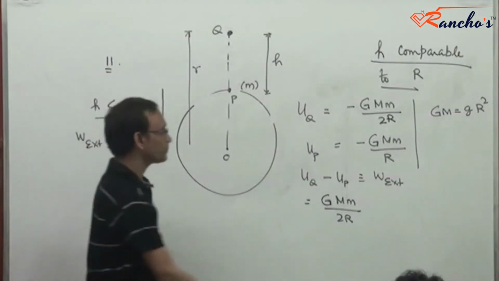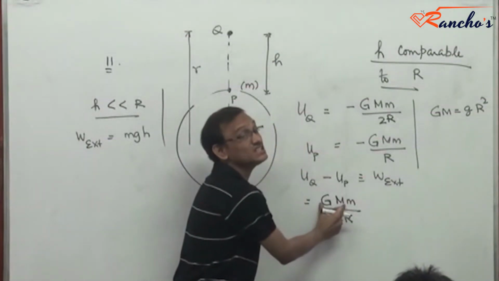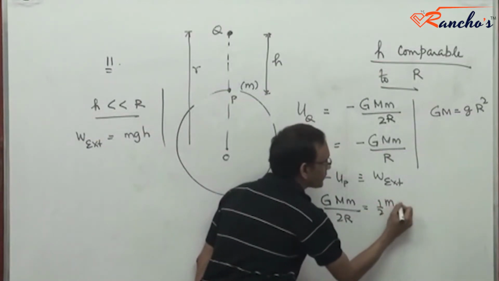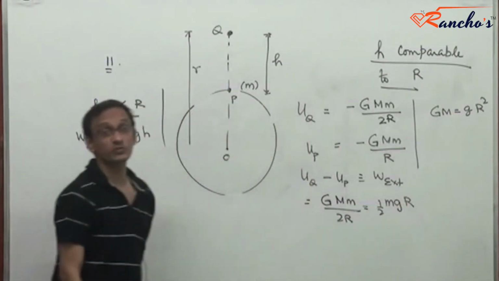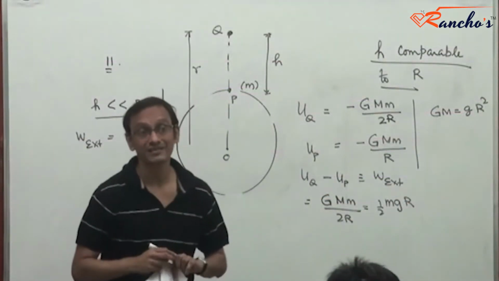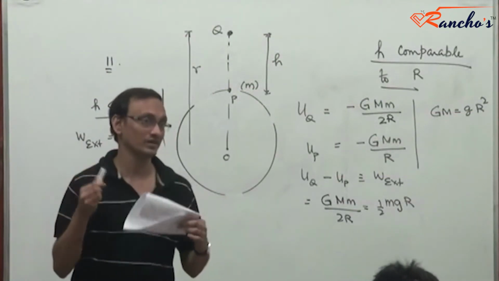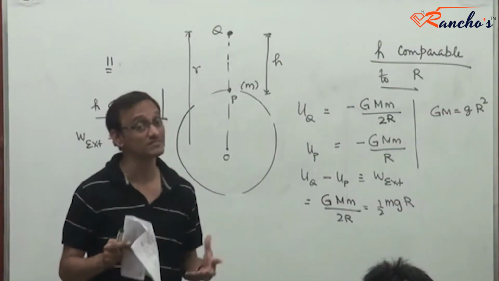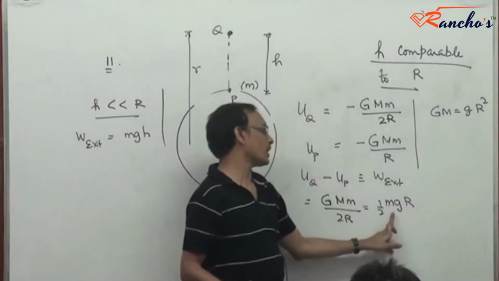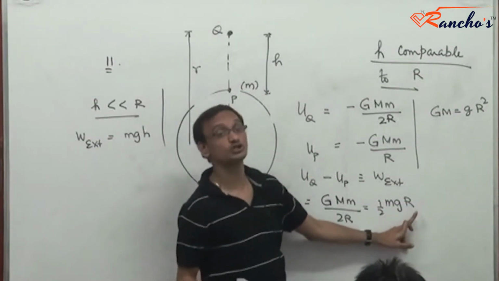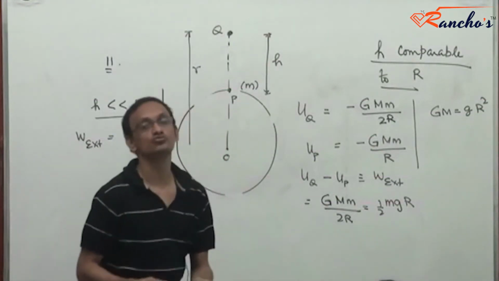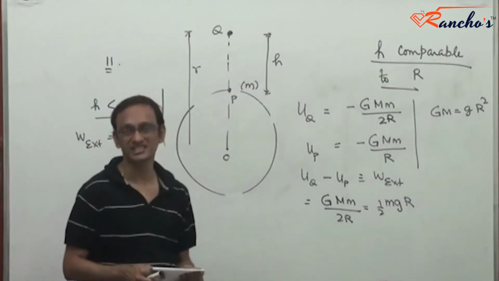But GM you can write as g on the surface into square of the radius of the earth. So then this would become half mgR. If h is equal to R, the work done by the external agent is going to be half mgR and not mg into R. Mg into R would have been if g was constant. g is varying. So C is true, not D.